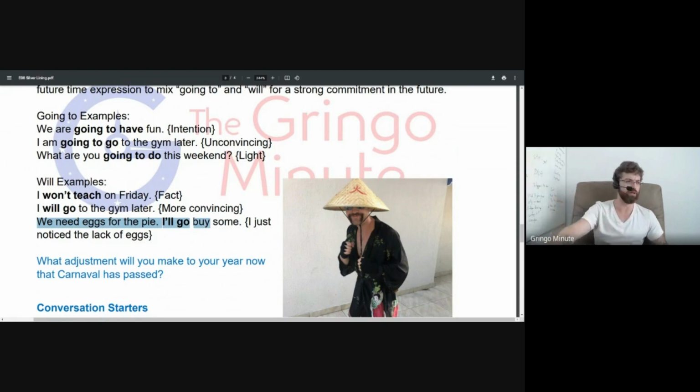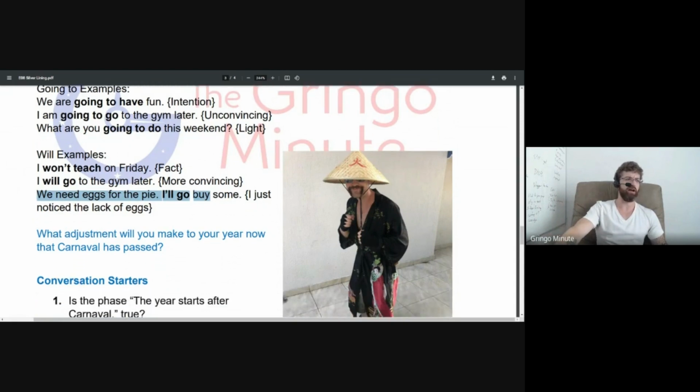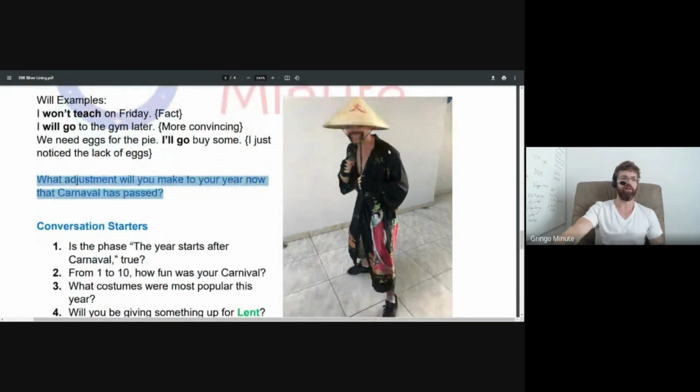I will do this. So I've always liked to imagine Carnaval as an adjustment period from the beginning of the year. So what will you do differently? What are you going to do differently? Just a way to practice. I found this picture from Carnaval's past. So it's the Fu Manchu mustache.